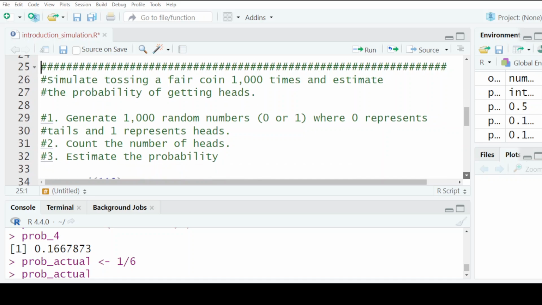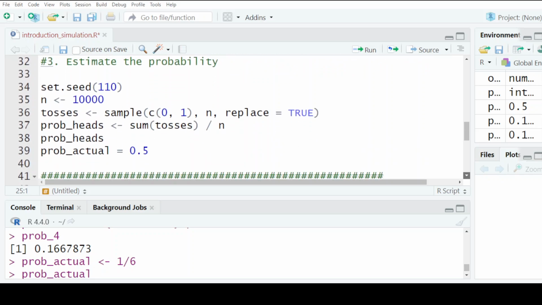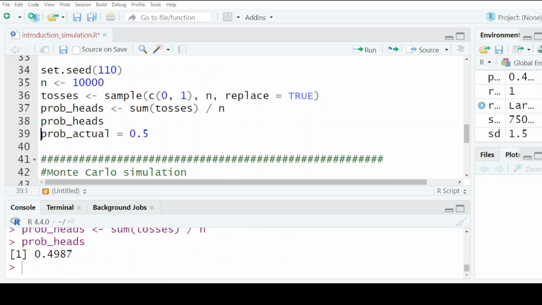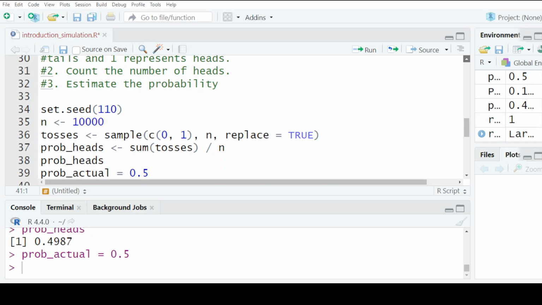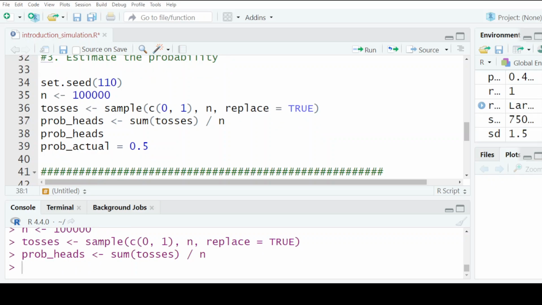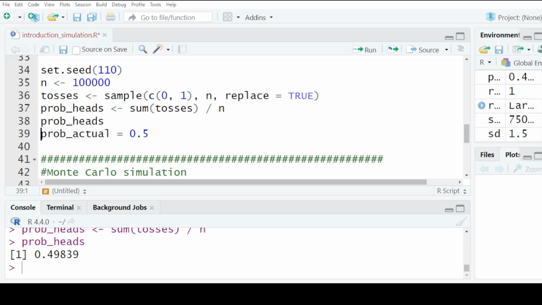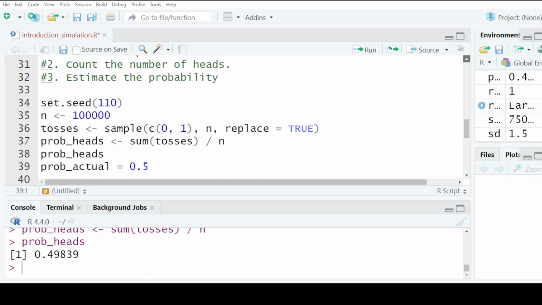The next one is about a fair coin. We want to estimate the probability of getting a head. We know that the actual probability is 0.5. So I'm going to sample between 0 and 1 and see what I'll get. Let's see the probability of heads. The actual one is 0.5, but you see ours is 0.4987. This is 10,000. If I increase it to 100,000, I would expect the value to improve. You can see it's getting closer and closer to 0.5.